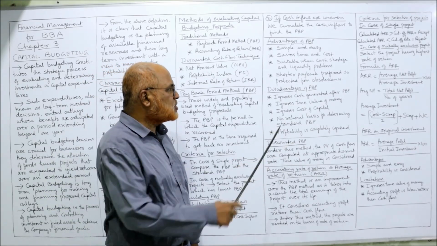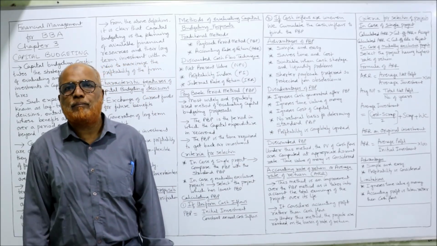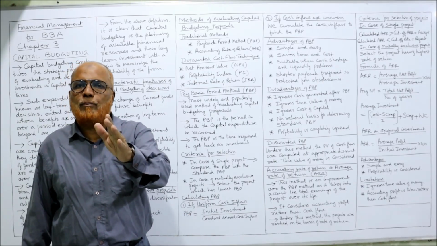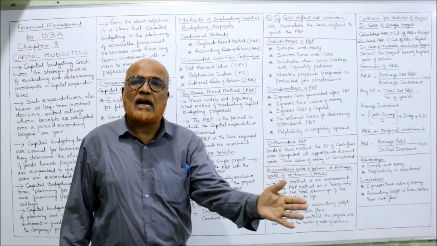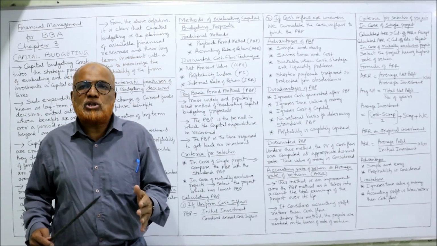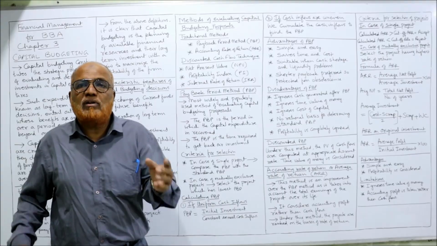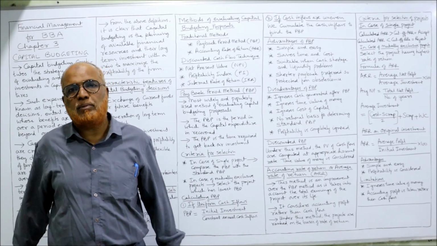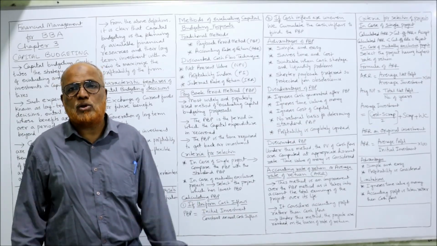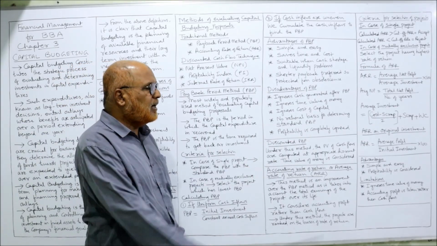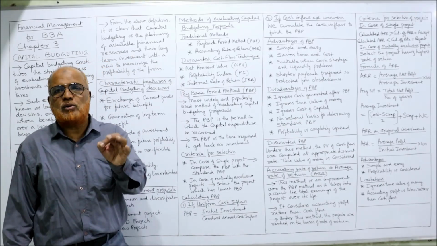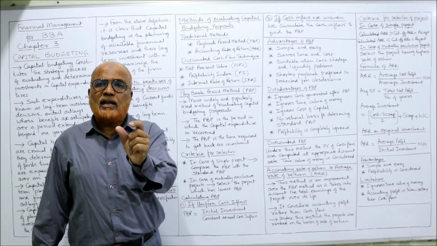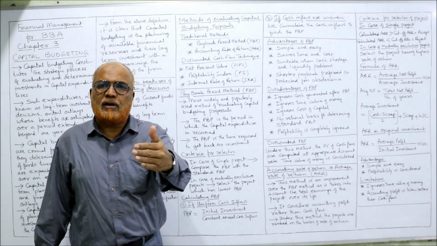Next one is no rational basis for determining standard PBP. I told you that when we are having only one project, we compare the project PBP with the standard PBP. Then the question will arise, how will the management fix the standard PBP? How rationally can the management fix the standard PBP? That's also a question mark. Then profitability is completely ignored. That is also a main disadvantage of PBP. It will consider only cash inflows up to payback period.